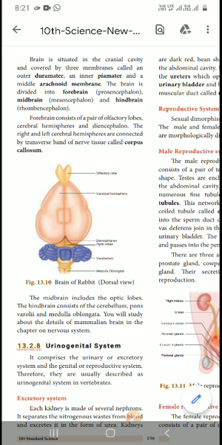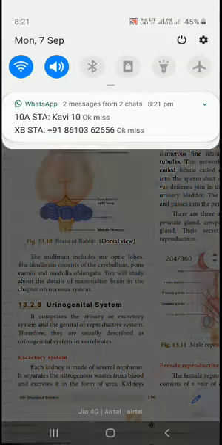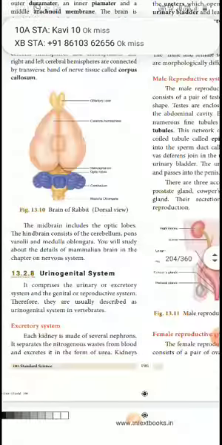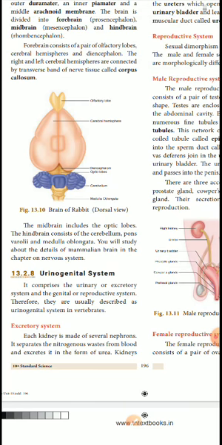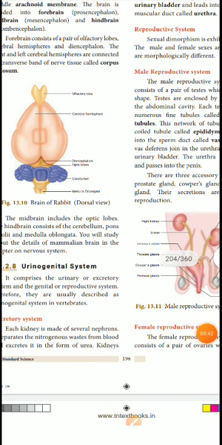The brain is covered by dura mater, pia mater and arachnoid membrane, and is divided into forebrain, midbrain and hindbrain. Forebrain is prosencephalon, midbrain is mesencephalon, and hindbrain is rhombencephalon. The forebrain consists of a pair of olfactory lobes and cerebral hemispheres connected by nerve fibres called the corpus callosum. The midbrain includes the optic lobes. The hindbrain consists of the pons varolii and medulla oblongata. We will study this clearly in the nervous system chapter. Thank you, students.